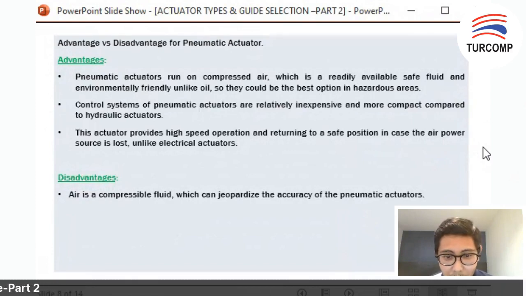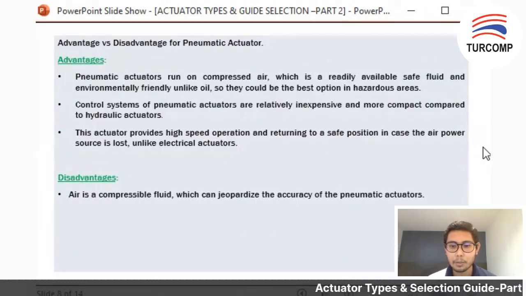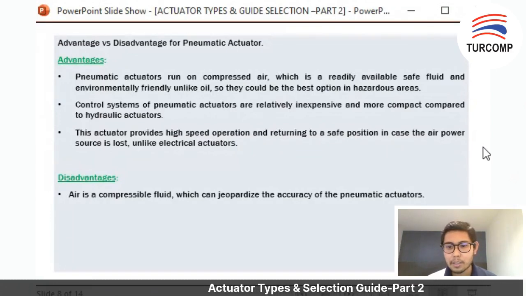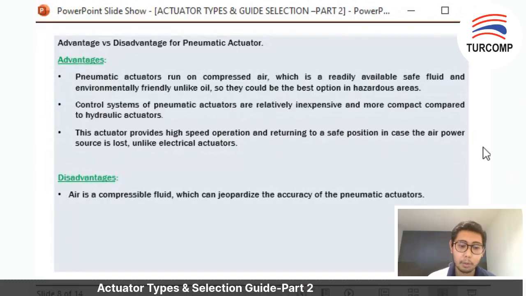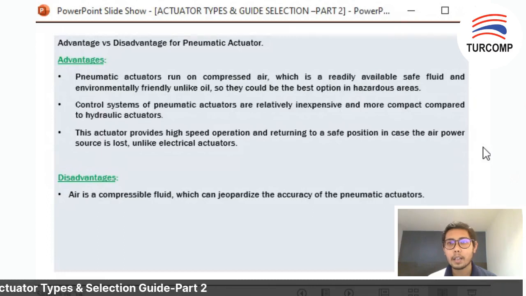First, we see disadvantages. So I have mentioned before, the presence of moisture could jeopardize the accuracy of the pneumatic actuator and also could lead to corrosion.